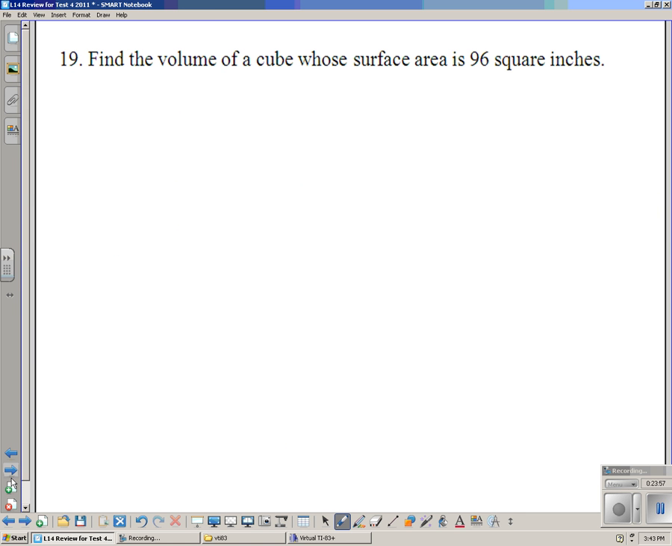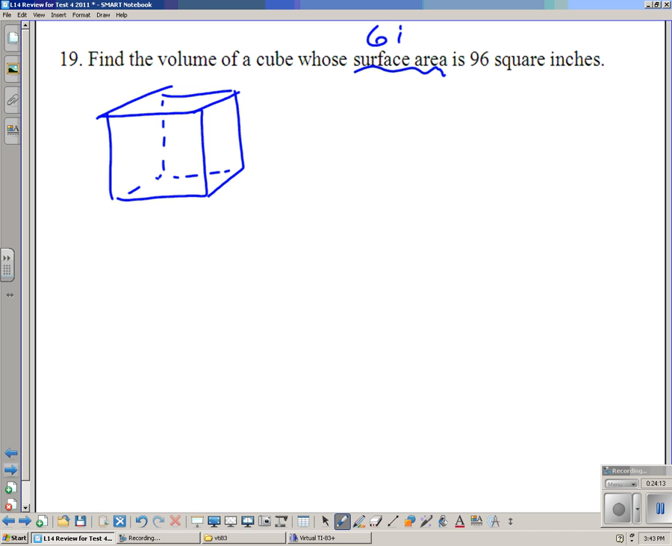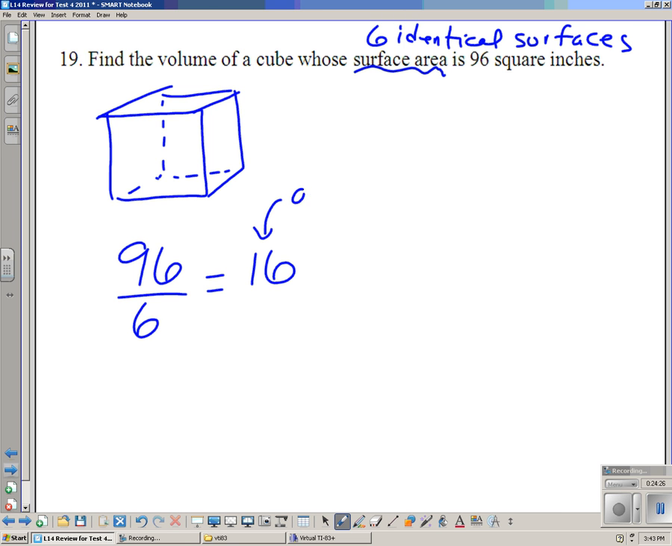All right, number 19 says find the volume of a cube whose surface area is 96 square inches. On a cube, there are 6 faces which are identical. So the surface area, there are 6 surfaces, and they're identical. If we take our 96, which is all 6 surfaces added up, and divide by 6, we get 16, which is the area of one surface.